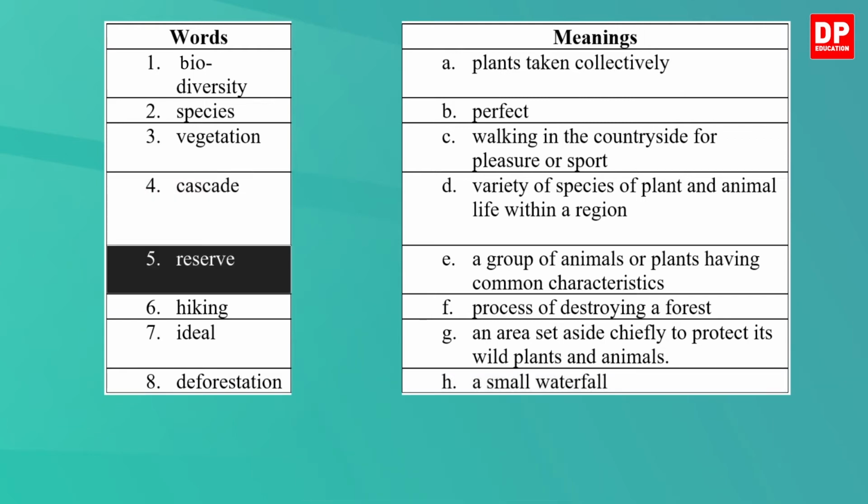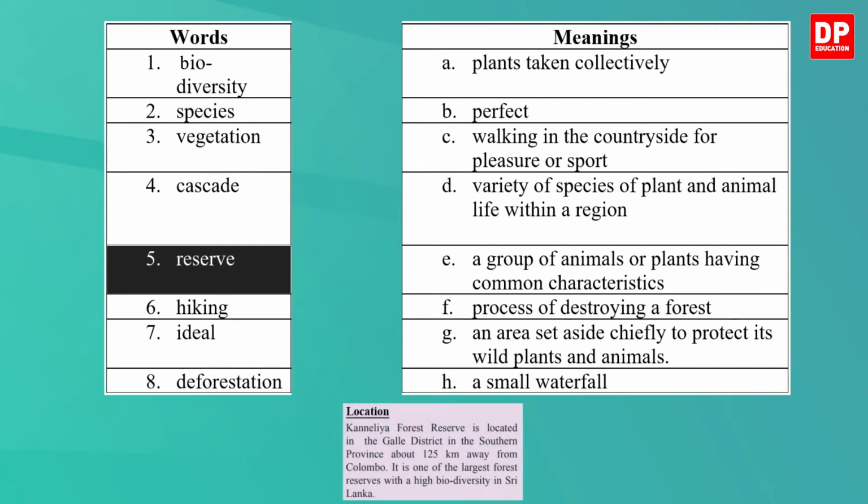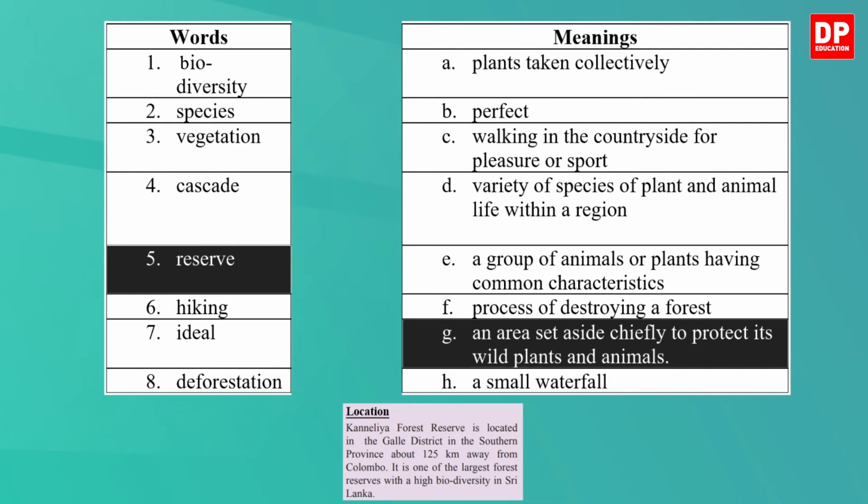Next word is reserve. Where do you get that word? It's in the first section under location. Let's read the sentence. It is one of the largest forest reserves with a high biodiversity in Sri Lanka. Think of the phrase forest reserve. Were you able to guess the meaning? It's an area set aside chiefly to protect its wild plants and animals. So the answer is G.